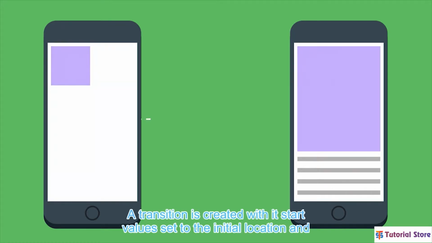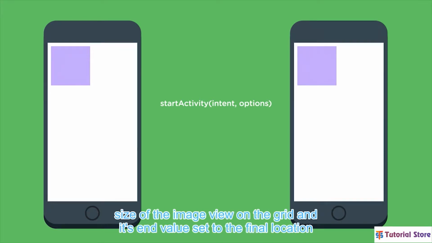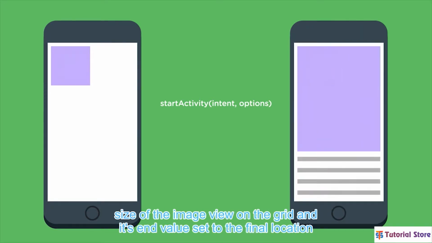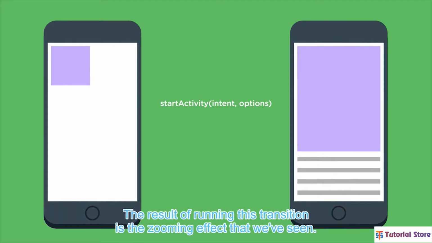A transition is created with its start values set to the initial location and size of the image view on the grid, and its end values set to the final location and size of the image view on the details activity. The result of running this transition is the zooming effect that we've seen.